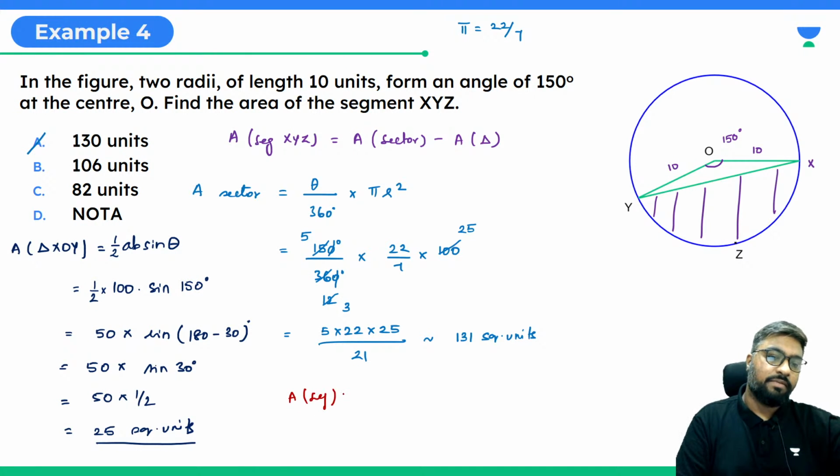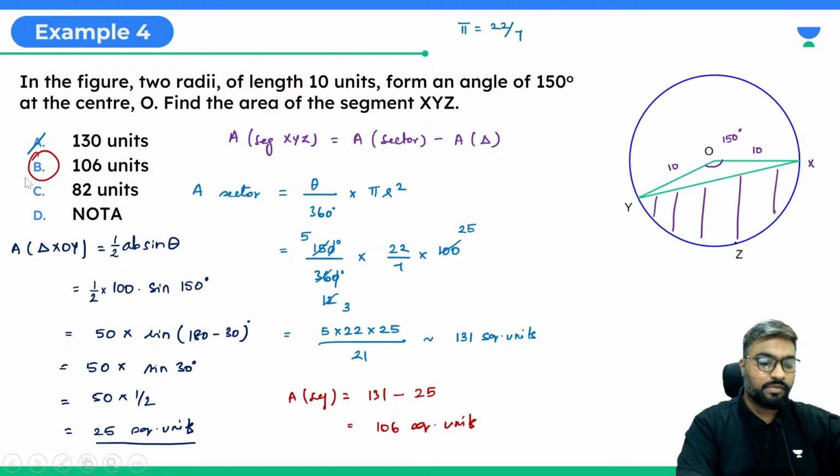So from here, can we find out the area of the segment? Area of the segment is going to be area of the sector, which is 131, minus area of the triangle, which is 25. This gives us 106 square units. Got it? I hope you understood this.